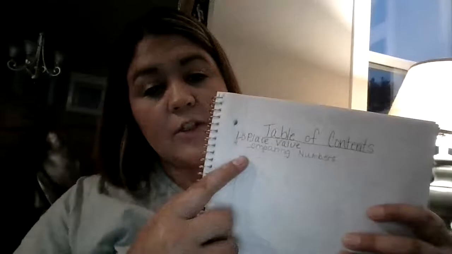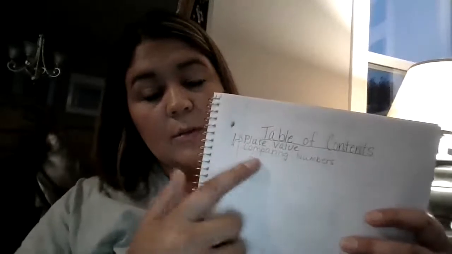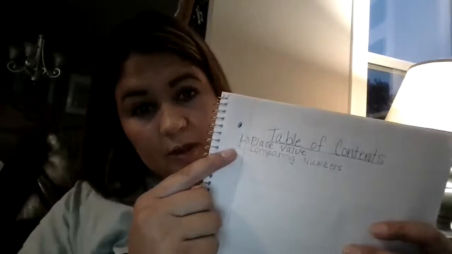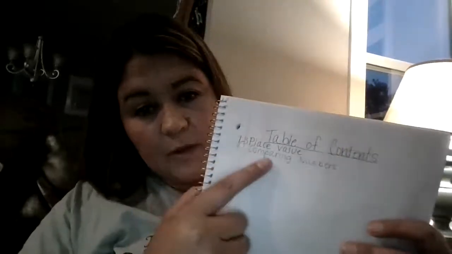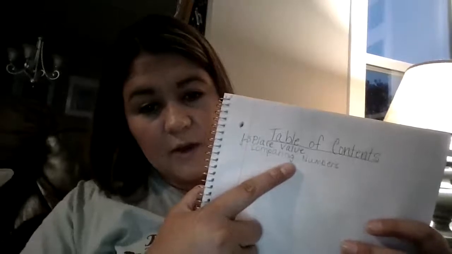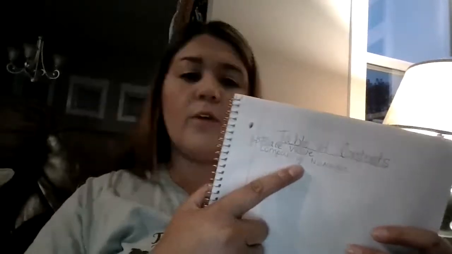So in our table of contents page, we added page 4, comparing numbers. Your page might be different depending on what yours looks like at home, but make sure you put comparing numbers. If you want, you can pause right here and write that down, because I am going to move on. So you have that ability to pause me, which is good, so you don't have to watch a super long video.